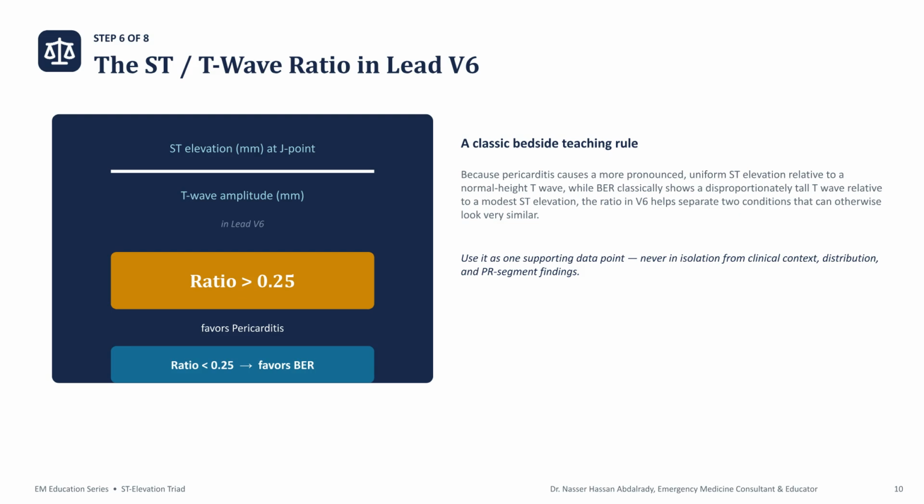Step 6 is the ST-T-wave ratio in lead V6. If the ratio of J-point elevation to T-wave amplitude is greater than 0.25, it favors pericarditis. A ratio under 0.25 typically points toward benign early repolarization.